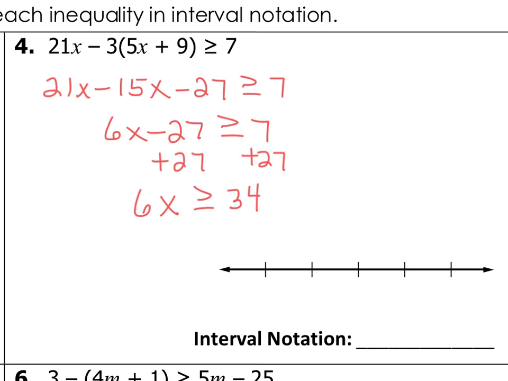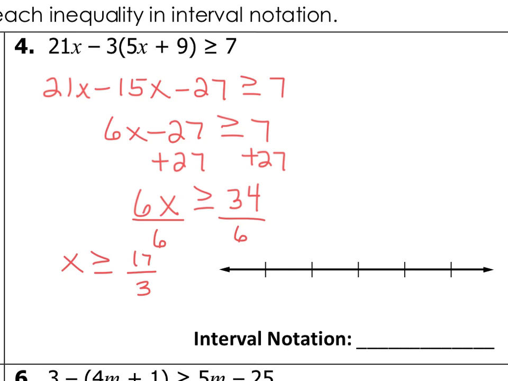Okay, so now we need to get x by itself, and to do that we have to divide by 6 on both sides. So we have x is greater than or equal to 34 divided by 6, which can be simplified because 2 goes into 34 and it also goes into 6. 34 divided by 2 is 17, and 6 divided by 2 is 3. So we have x is greater than or equal to 17/3.